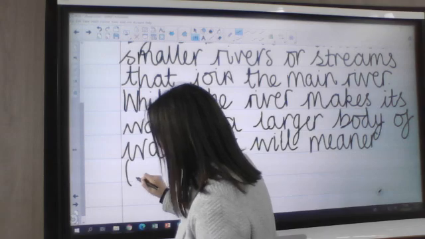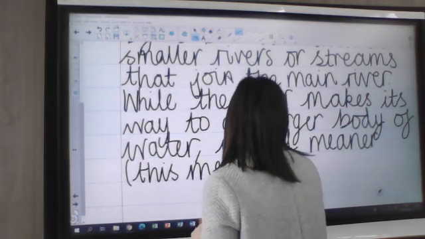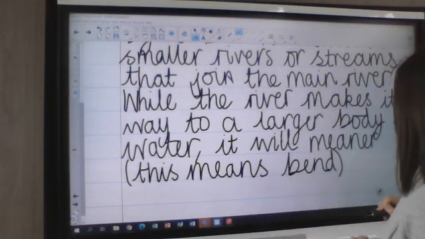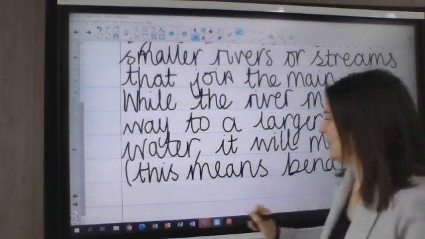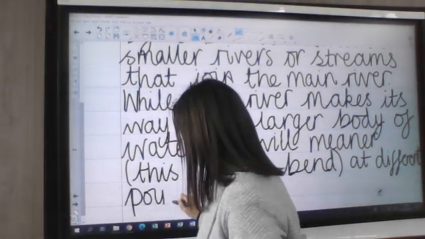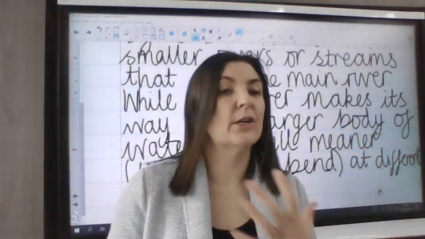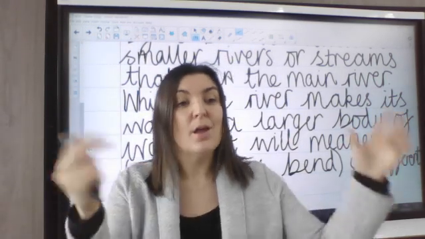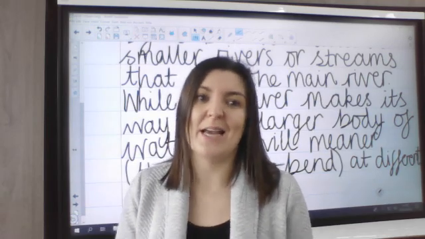I'm going to put in brackets. Brackets. This means bend. So it will meander at different points. Okay, so I'm explaining all the way along all this technical vocabulary that I've learnt, but also I've thought about the order that I've written it in, because I'm thinking about that river's journey right down to the sea or the ocean or wherever it ends up.